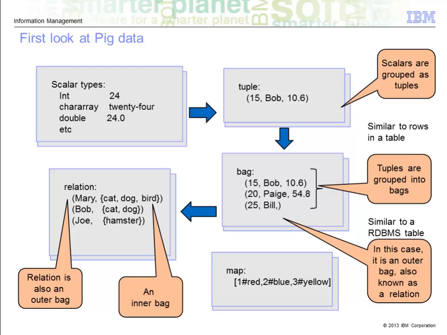Map data is also supported in Pig. A map is a set of key-value pairs, and accessing a map with a specified key will return the value associated with that key.